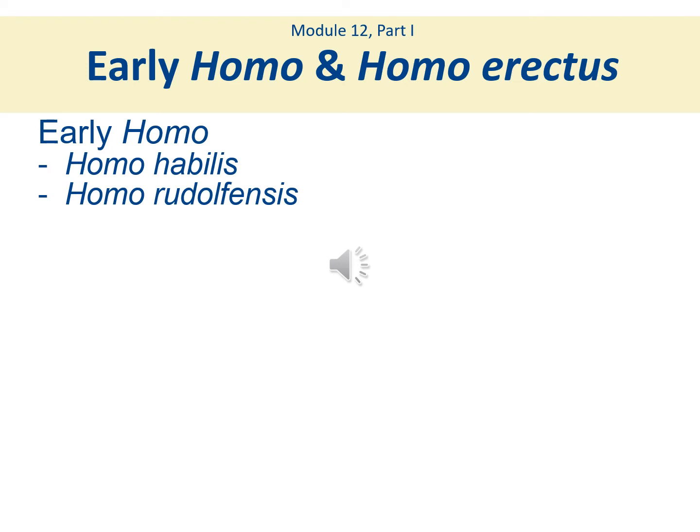This brings us to our genus, the genus Homo. So Module 12 is going to cover early Homo, all the sad and sweet innovations that come with early Homo into Homo erectus and the major transitions that we notice with Homo erectus.